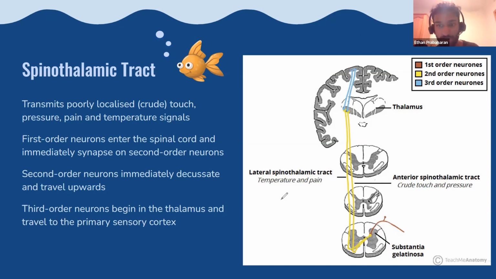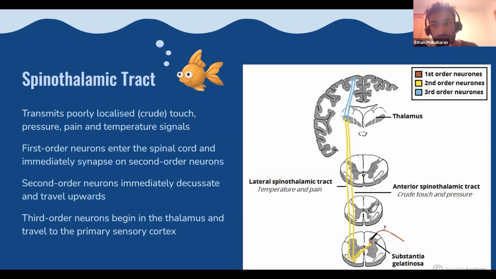So our first order neurons, conversely, will just go into the spine and synapse straight away, right? And also the decussation happens straight away as well. So first order neuron comes into the spine, synapses straight away, second order neuron comes in, crosses over, and then just goes straight up to the thalamus. This one might be a little bit easier to remember. Quite literally, enters the spine, synapses, decussates, goes up to the thalamus.